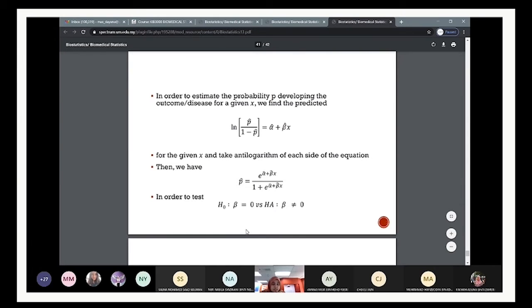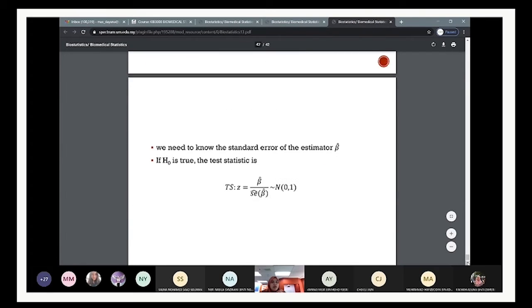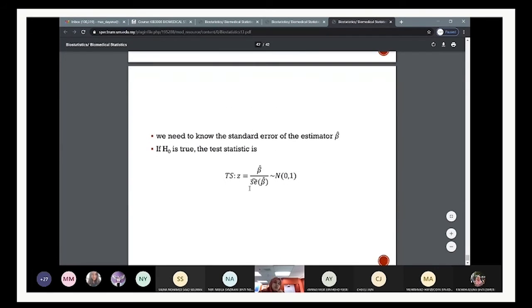So our null hypothesis is similar: beta is equal to 0, or the alternative hypothesis, beta not equal to 0. But in this case, we have to use the Z test instead of the T test.